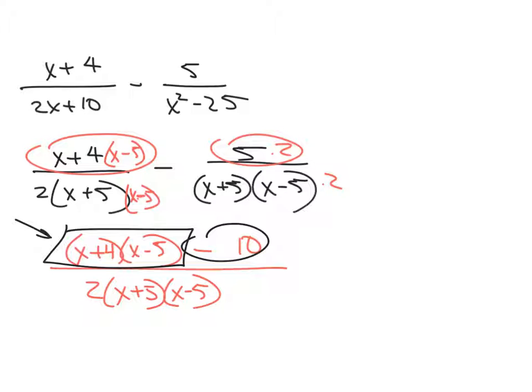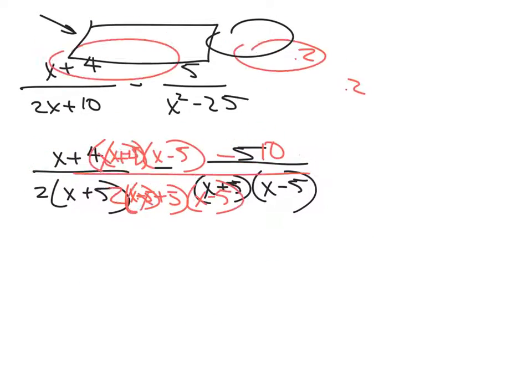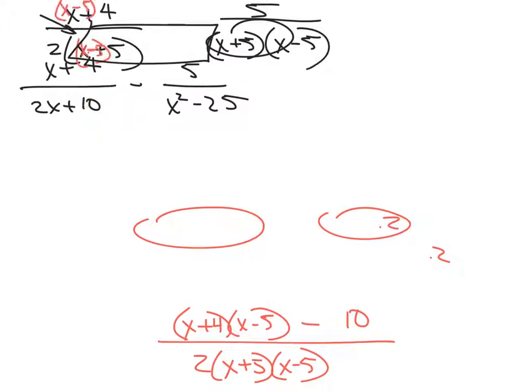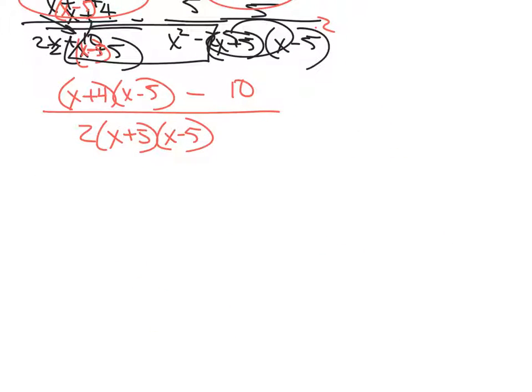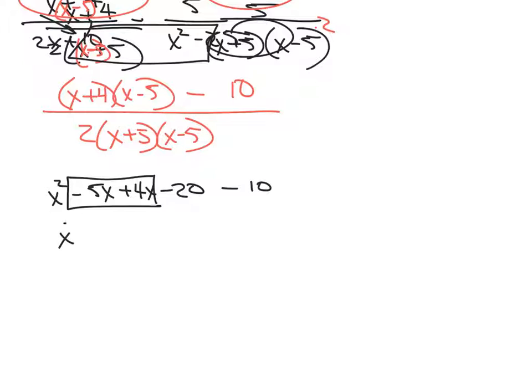Okay, so I'm going to use the FOIL method. See if I can get some of this out of the way here. Alright, so x plus 4 times x minus 5. First one's first, outside, inside, last. These two brought together give me x squared minus x. These two brought together give me a minus 30.